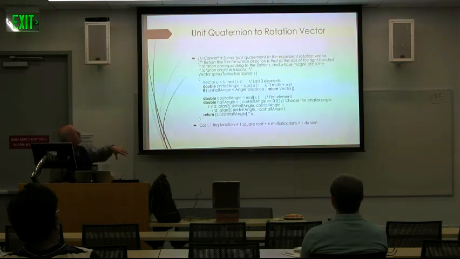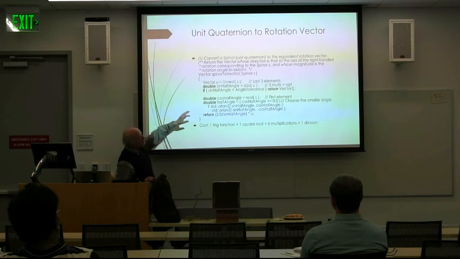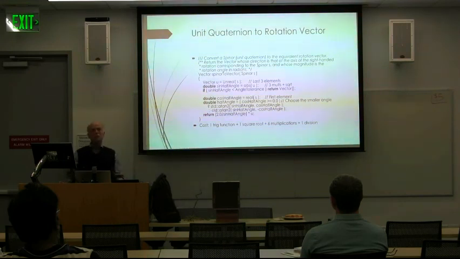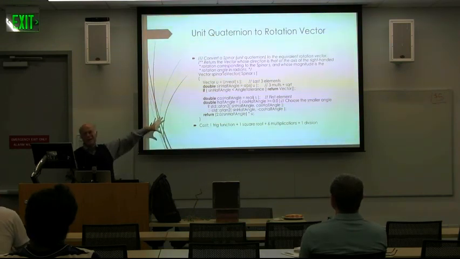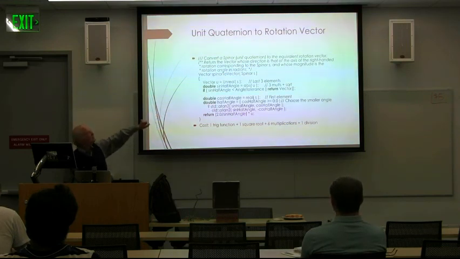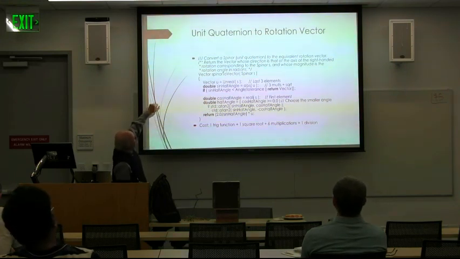Then going from the unit quaternion to the rotation vector is this one that I'm using. Boost has a quaternion library, it turns out. Because I did this long before Boost existed, my software does not use the Boost library. But for talking about it, I borrowed the terminology from the Boost library.